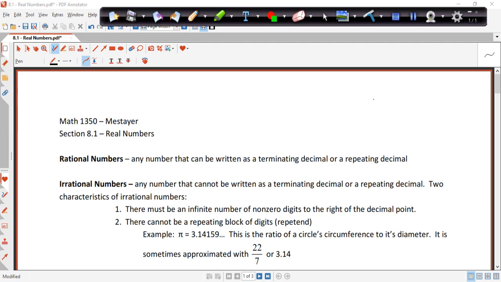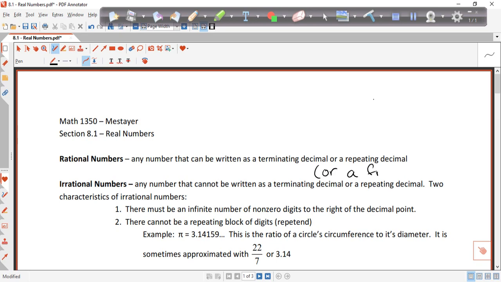Section 8.1, real numbers. So far, all of the numbers we've talked about have been under the category of rational numbers, and that's any number that can be written as a terminating decimal or repeating decimal, which also means they can be written as a fraction. Now we're going to talk a little bit about irrational numbers.